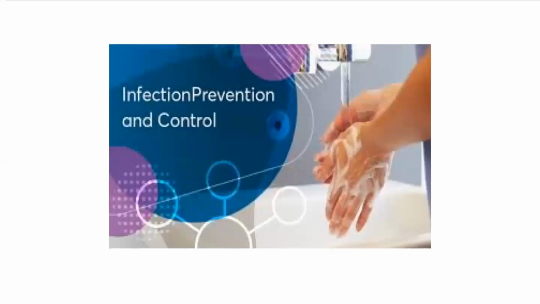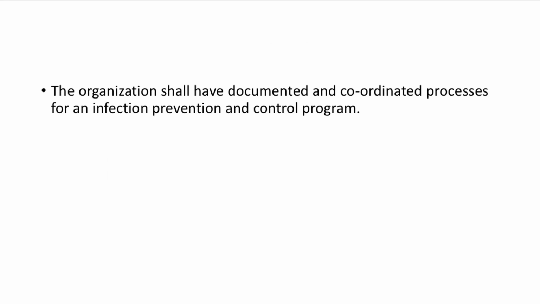Infection prevention and control. Again, this is a very big topic. What we need to see in this: the laboratory shall have documented and coordinated processes. Process means a sequence of activity for an infection prevention and control program. Infection prevention is very important. If there is an infection, proper control of that infection is needed, and that is why it is important.